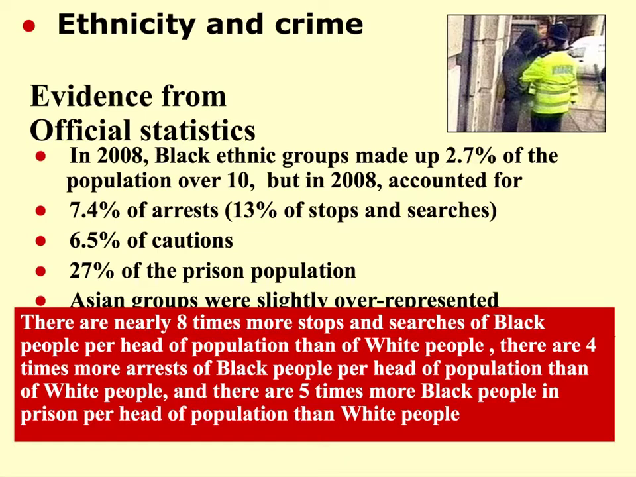So, official statistics suggest that black ethnic groups are by far overrepresented in crime statistics. Black ethnic groups only make up 2.7% of the entire population over 10 in this country in 2008, but they account for 7.4% of all arrests, 13% of stop and searches, 6.5% of cautions, and 27% of the prison population. Asian groups are slightly overrepresented, whereas white groups are underrepresented across all of the criteria. And in the red box are some interesting facts about stop and search.